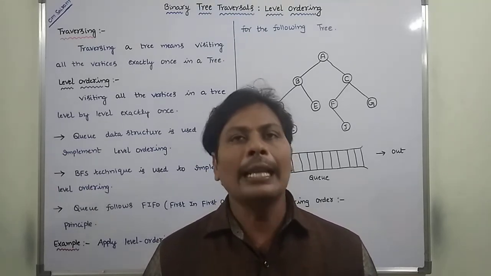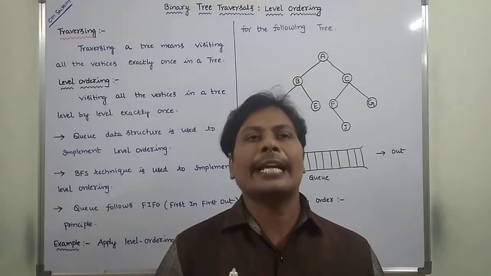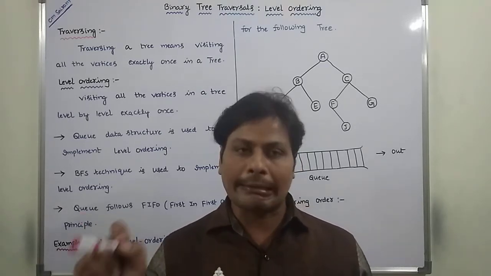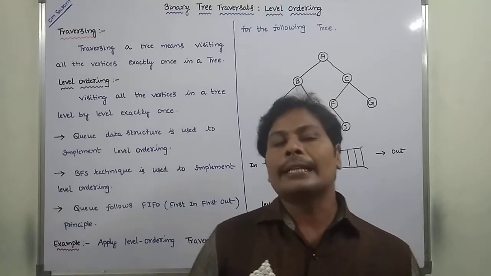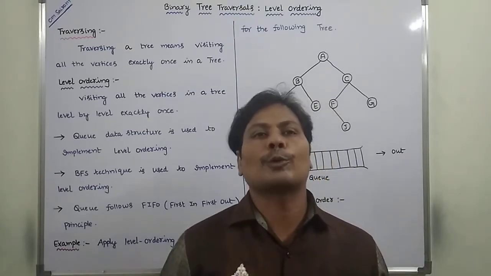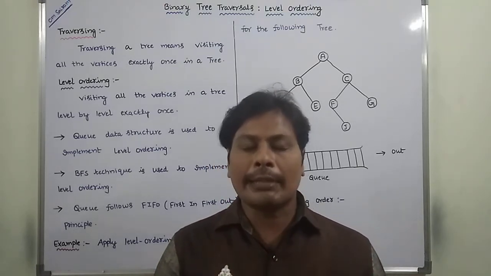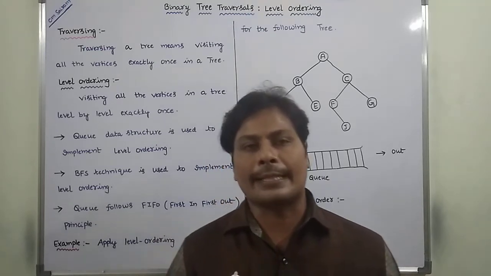One is L. L means visiting the left child. Second one is R. R is nothing but visiting the right child. Third one is D. D means visiting the root node or parent node. So these are the three notations used in binary tree traversal.